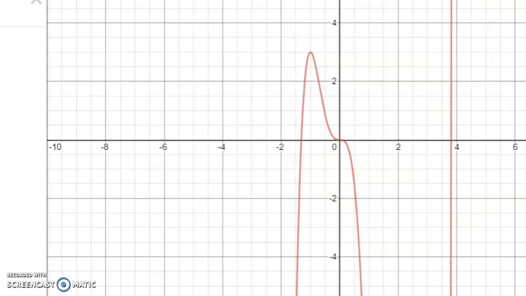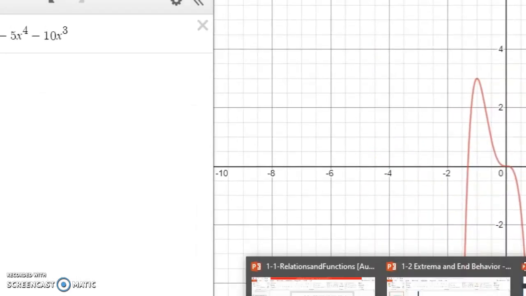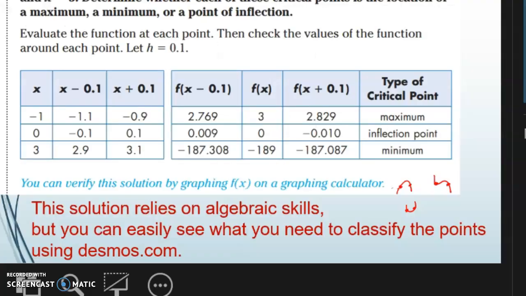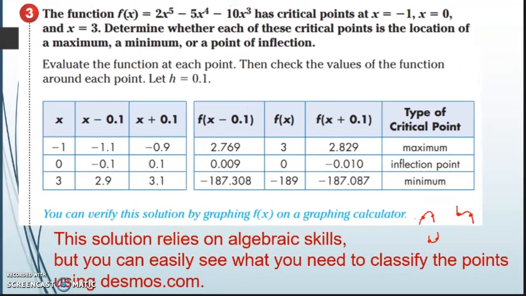So, using the calculator, we can get our 3 points without having to do all the algebraic stuff that they're telling us about. Okay? So just, like I put in red down here, see what you need to classify the points using Desmos.com. All right, I'll see you on the next video.